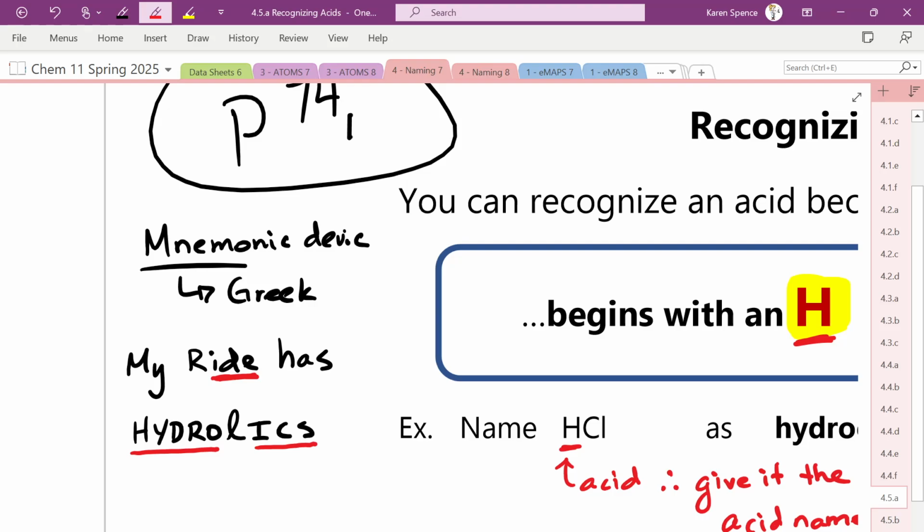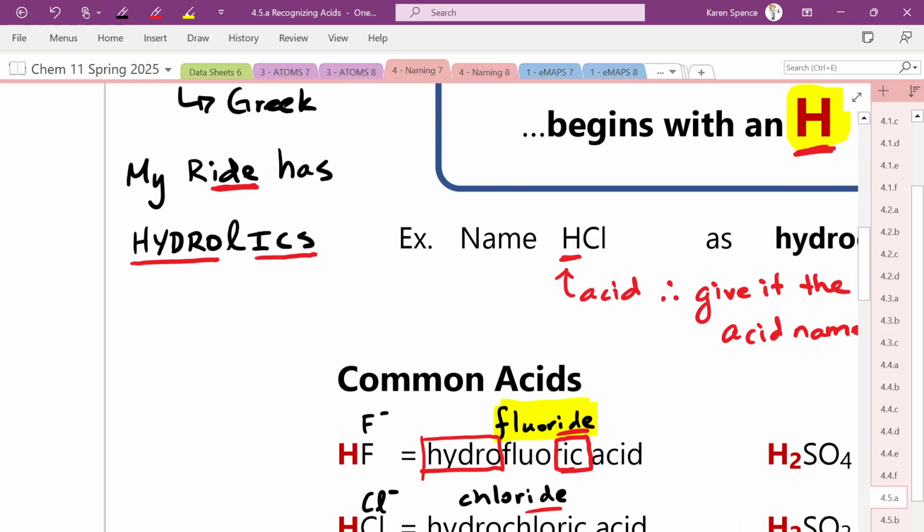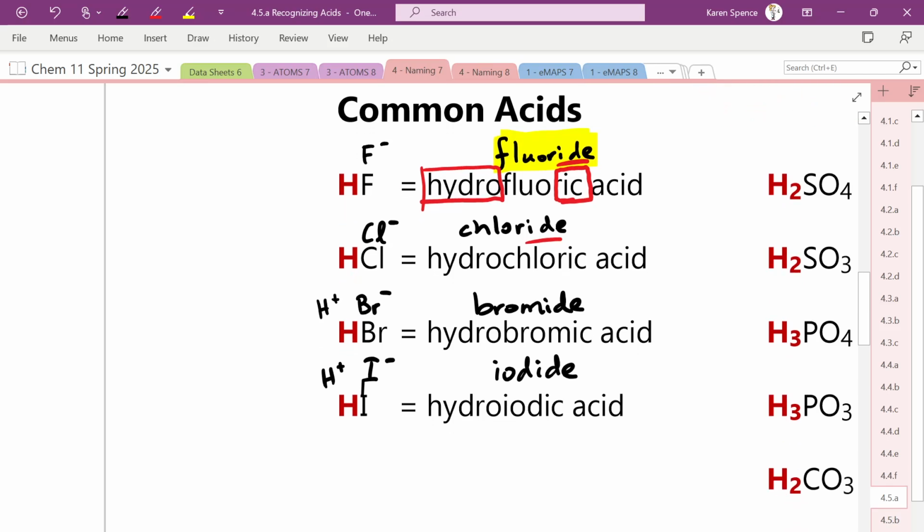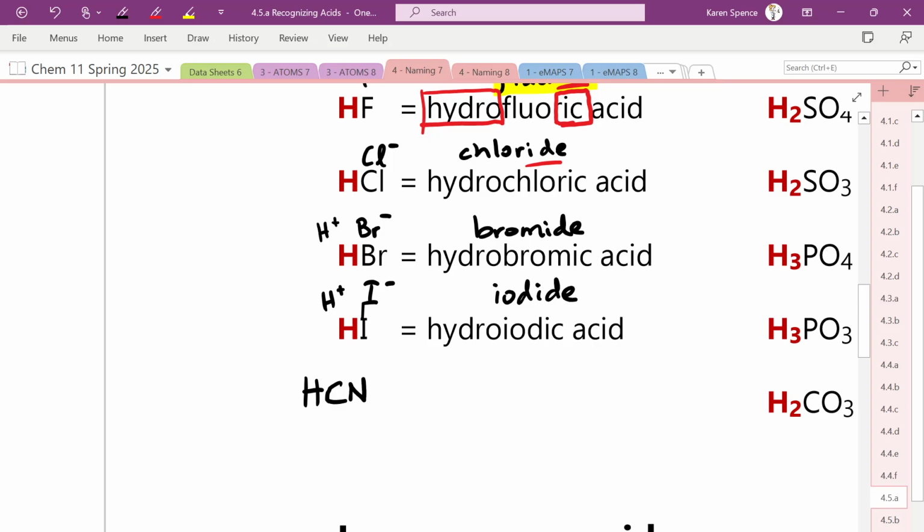So what that means is that if I have any ion that ends in ide, I just put a hydro on the front and I replace the ending with ick. So let's say, for example, I had HCN. Who is the negative ion in that compound? The negative ion is CN minus. Where would you find that? That's on your pink sheet. CN minus is called cyanide.